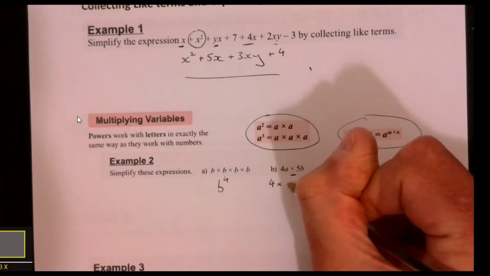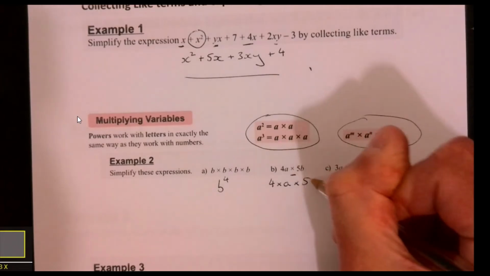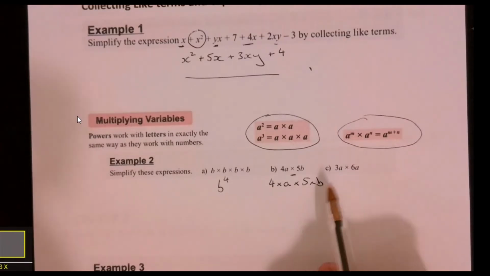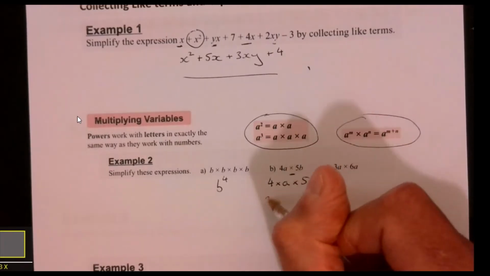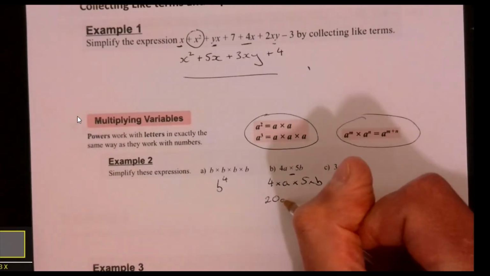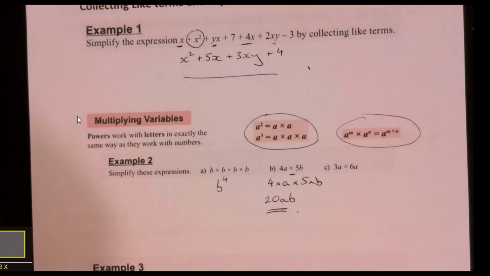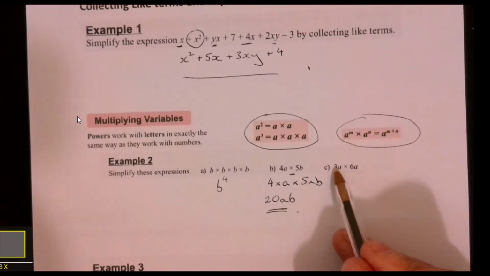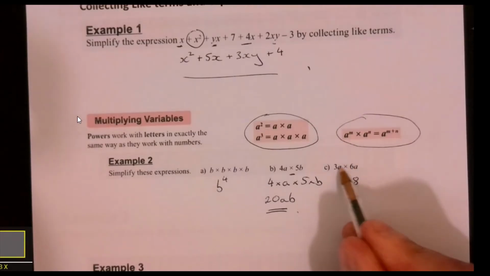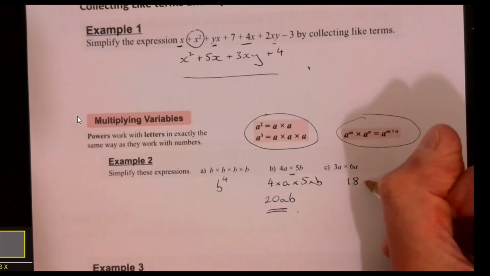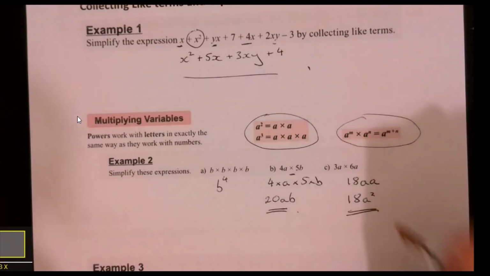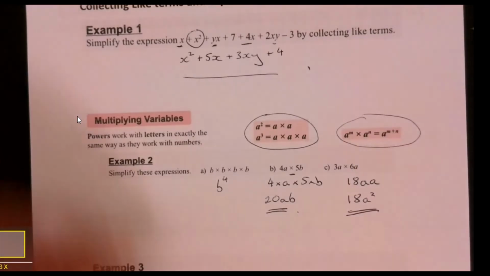Now, when you've got this multiply in here, it's a bit like this: 4 times a times 5 times b. When you multiply numbers together, it doesn't matter what the order is. 4 times 5 is 20, multiplied by a, multiplied by b. Can't actually do anything with those bits. So that's it. Same idea here. 3 times 6, well that's 18. And this time I could write aa, but I'm not going to write aa, I can write a squared. That's better.